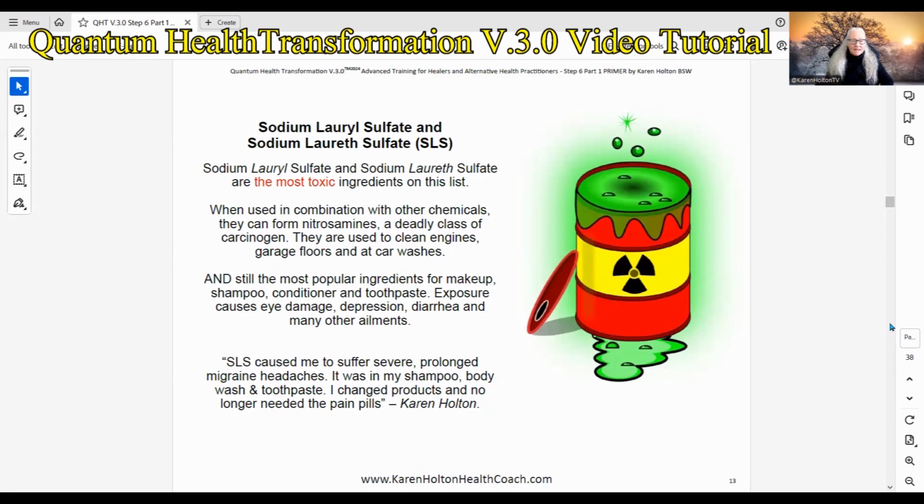Sodium lauryl sulfate, also called SLS. Sodium lauryl sulfate is one of the most toxic ingredients on the list. When used in combination with other chemicals, they can form nitrosamines, a deadly class of carcinogen. They are used to clean engines, garage floors, and at car washes, and still are the most popular ingredients for makeup, shampoo, conditioner, and toothpaste. Exposure causes eye damage, depression, diarrhea, and many other ailments.